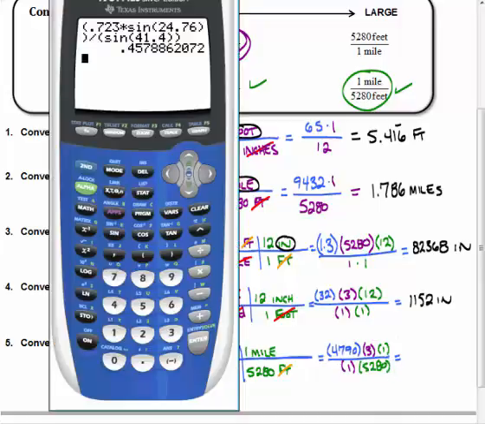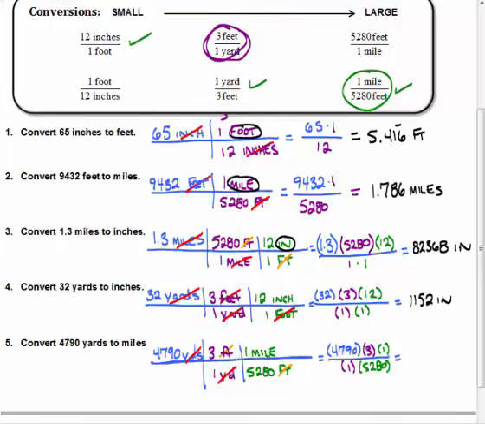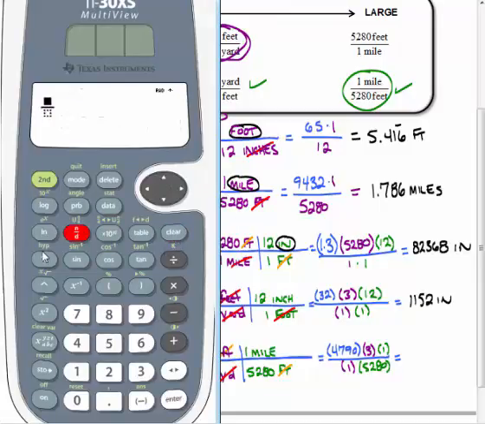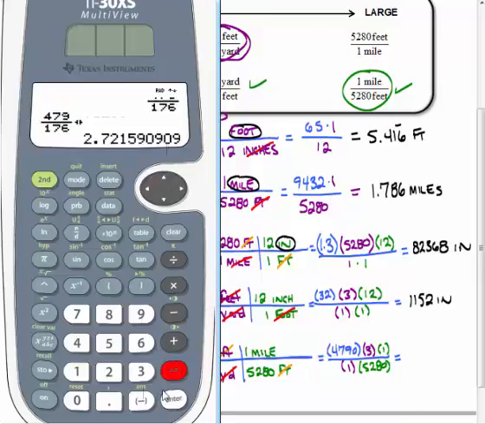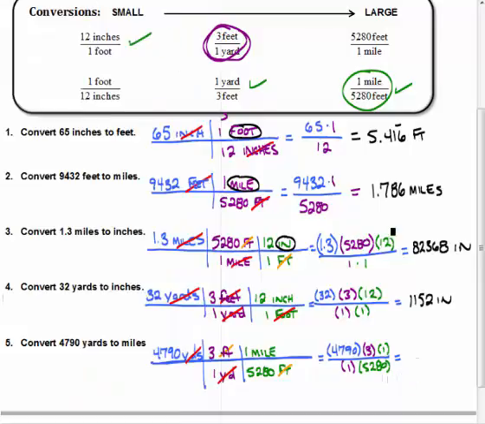So let's use the correct calculator, right? So let's try this again. Hit N over D, and then type it in just like it looks. 4,790, 3, and 1. And in the denominator I have 1 and 5,280. And press enter. And again, it gave me a fraction, so I'll convert that. And I get about 2.722 miles.